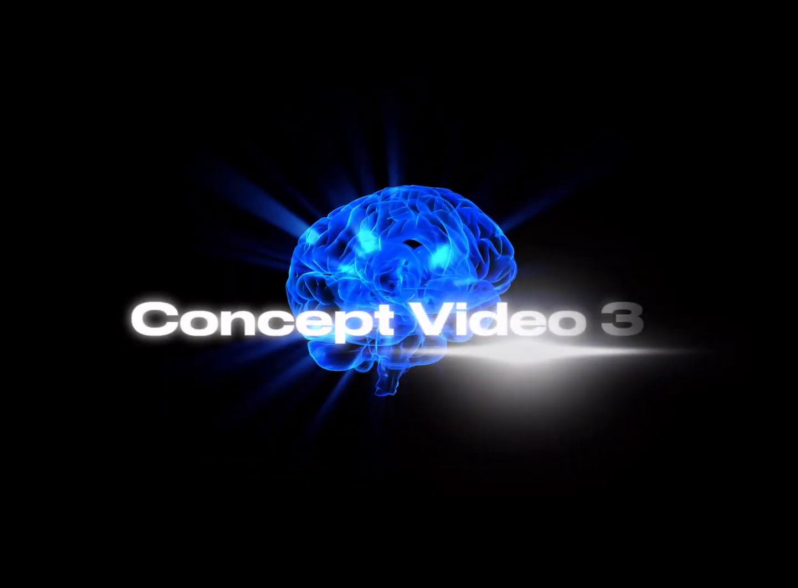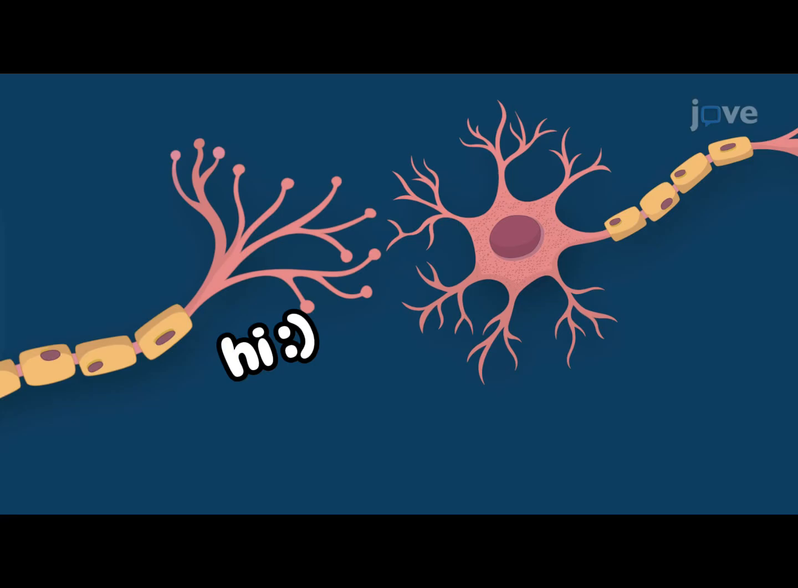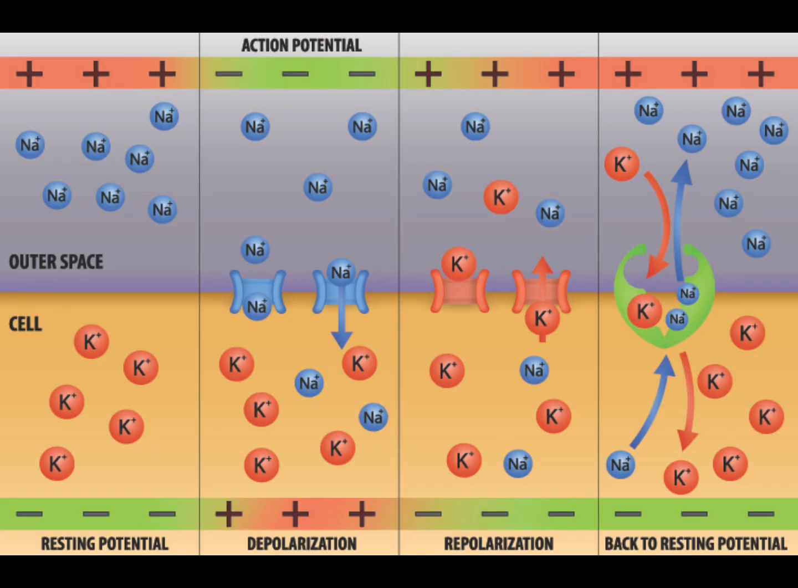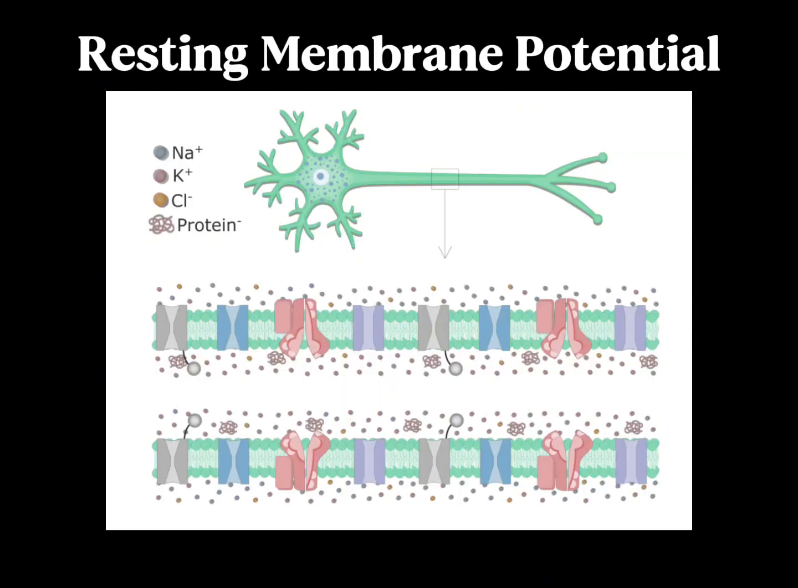Hello, class. Today I will be explaining the phases of an action potential and how neurons communicate. This process is essential for every move we make and every thought we have, even the awkward ones. Let's begin with a neuron at rest.